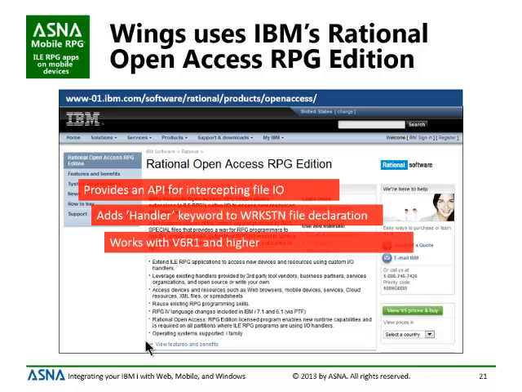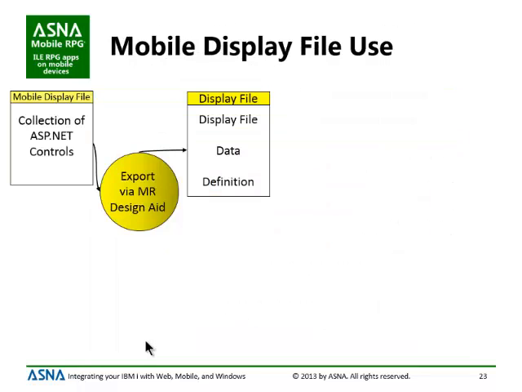Open Access works with V6R1 and higher, and Open Access is now a no-charge product worldwide. There's been a little bit of confusion about that from some locations around the world with IBM. It is a no-charge product.